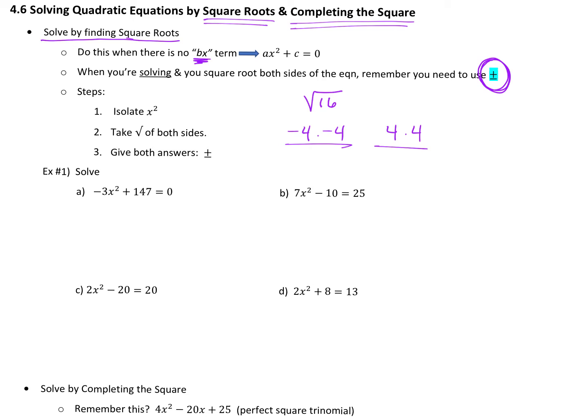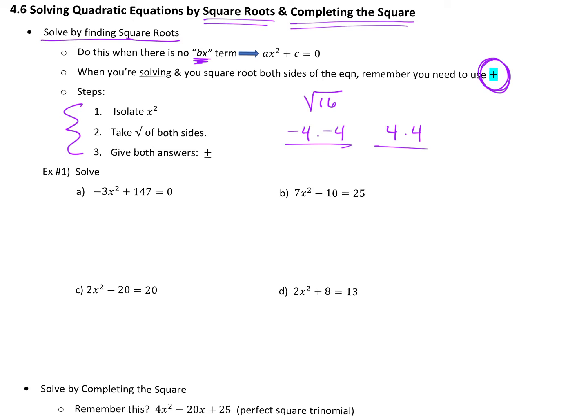which we haven't always done because sometimes we're just using square roots as an expression. When square roots come in an equation like this, something equals something, there's an equal sign involved, that's when we have to give both answers, okay? So make sure you're doing that with these. Okay, so here's your steps. Isolate your x squared, so get x squared by itself. Then we're gonna square root both sides, then give both answers as your solution.